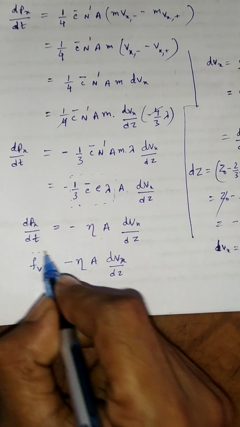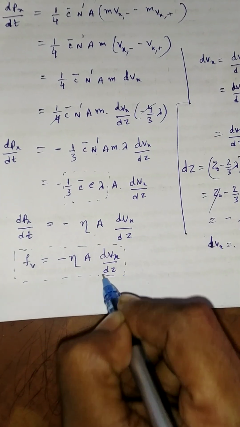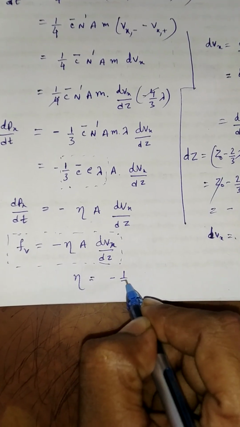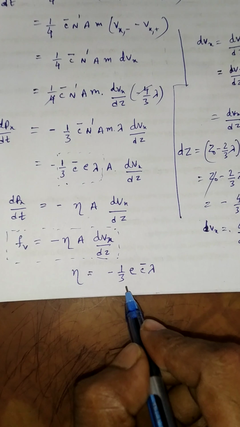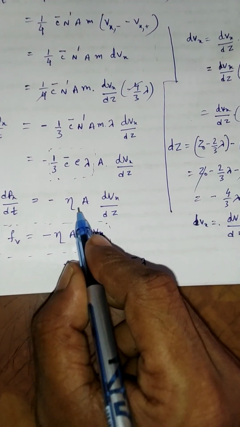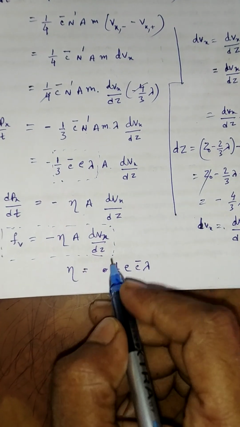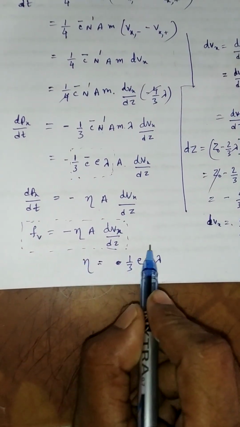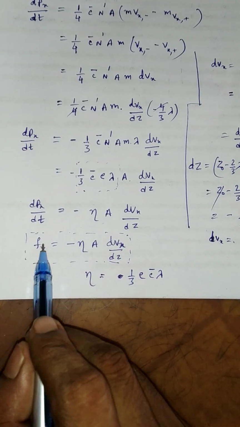This is Newton's law of viscous force: Fv equals minus eta A dVx by dz, and eta equals 1 by 3 rho C average lambda. This is the formulation of the viscosity coefficient eta, and this is the formulation of the viscous force, that is Newton's law of viscous force.